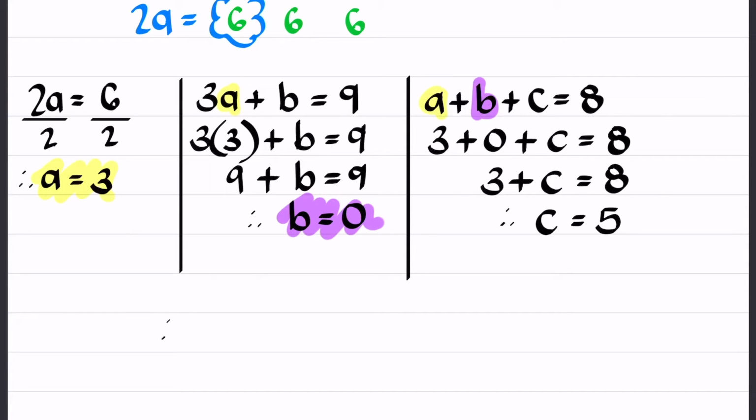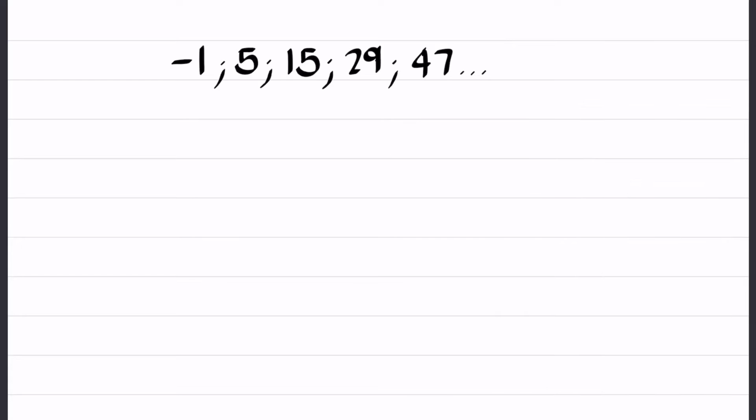Now I can put these values, the a, the b, and the c, back into the formula. So Tn is equal to an squared plus bn plus c. So Tn is equal to an squared, so 3n squared, plus bn, b is 0, so I'm going to leave it out, plus c is 5. Alright, I'd like you to pause the video, minus 1, 5, 15, 29, 47, and you're going to determine the nth term.